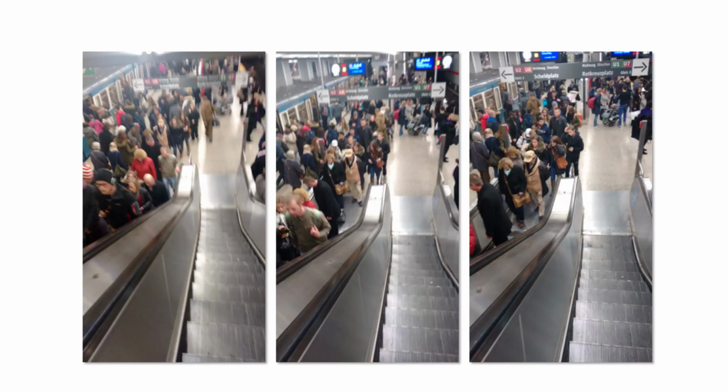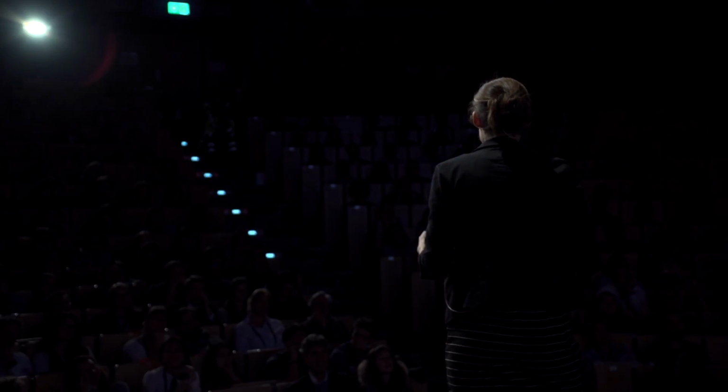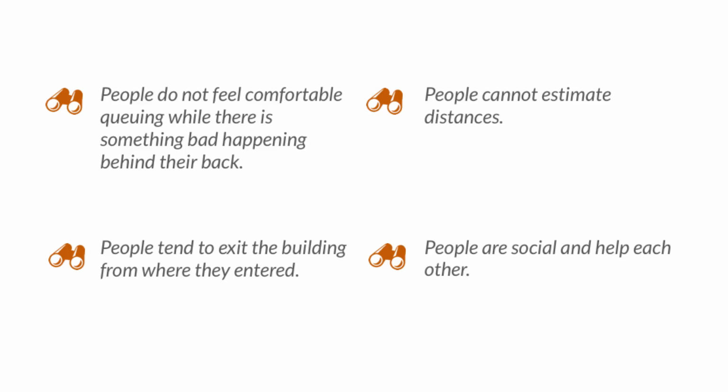And taking this one step further, there's this so-called social identity: when something bad happens, we people tend to help each other and to take care of each other. So one aspect we really have to take into account is that people are social and they help each other.